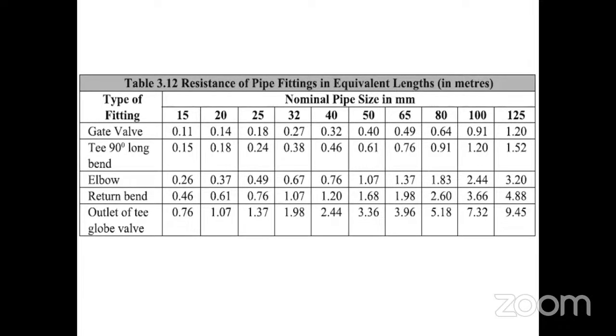Results of pipe fittings in terms of equivalent lengths they are giving, sir. That means a gate valve of size 15 mm is equivalent to a length of 0.11, sir. See, for 125 mm globe valve, the result is equivalent to a length of 9.45 meters of pipe. Okay, sir.